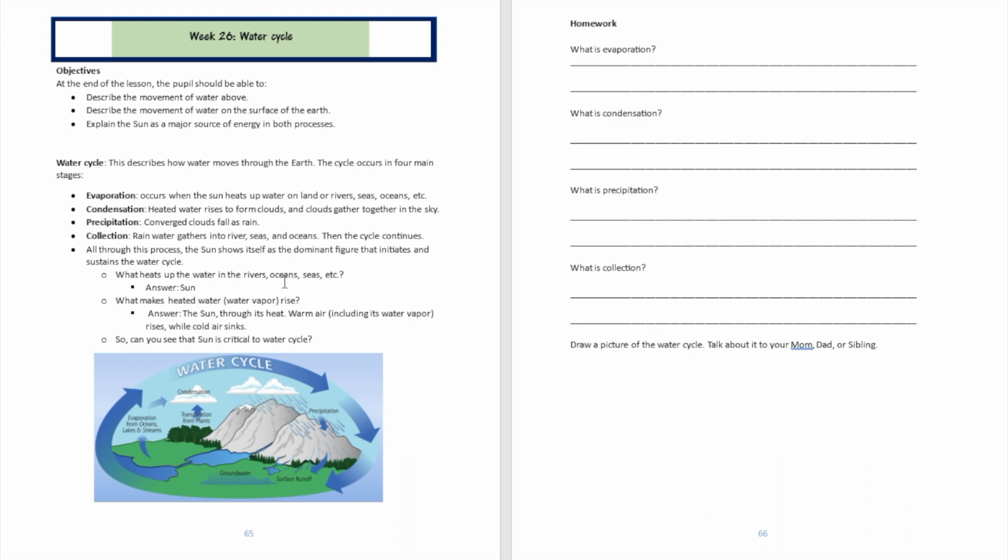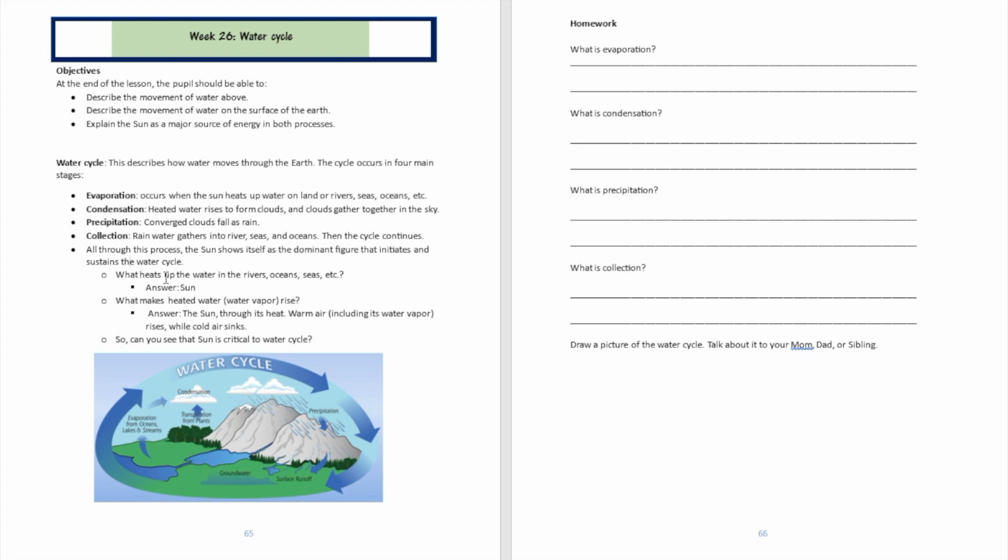and then the cycle is going to start again with the sun heating up the streams and the rivers with evaporation. So it goes again: evaporation, condensation, precipitation, collection. Goes back to evaporation, condensation, precipitation, and collection. That is what this water cycle is.